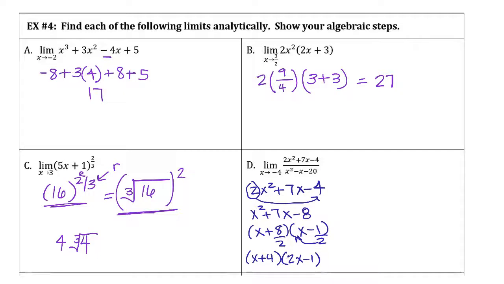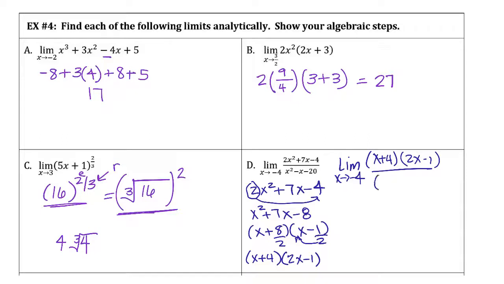All right, so let's see what we ended up with here, because we can factor the other one pretty quickly. So I have the limit as x approaches negative 4. In the top, we got to be x plus 4 times 2x minus 1.